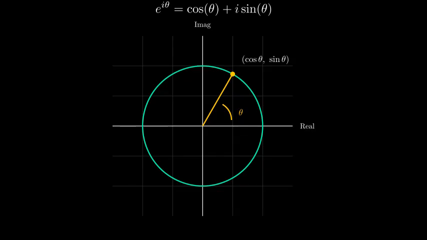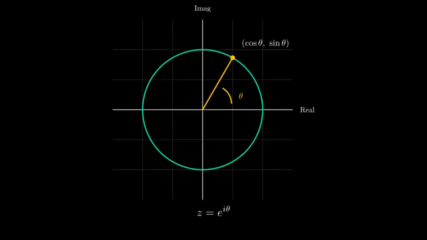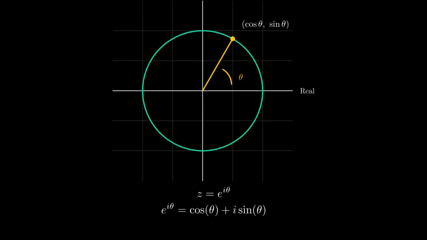In complex numbers, we can describe this same point using magnitude and angle. A complex number with magnitude 1 and angle theta is written as e to the power of i theta. So e to the power of i theta is the same point as cosine theta plus i sine theta.